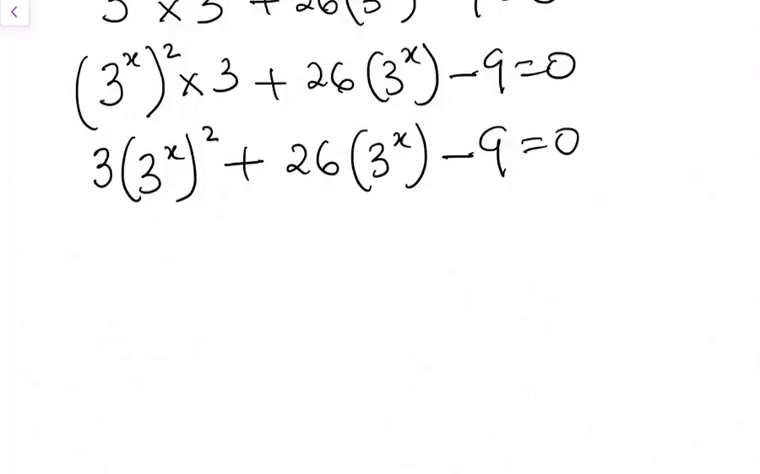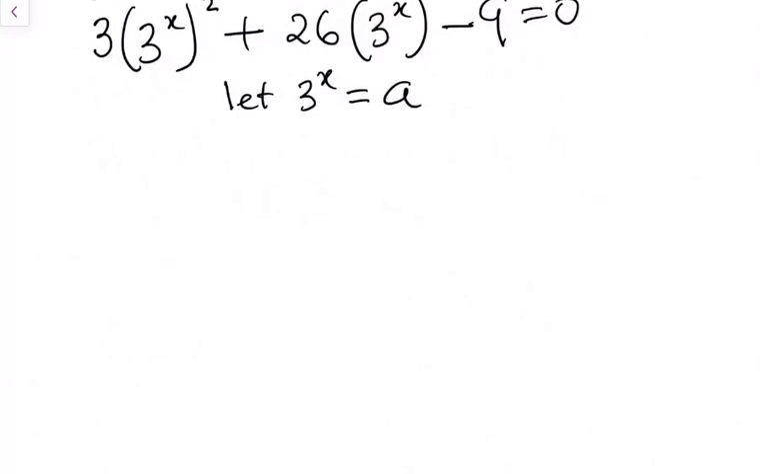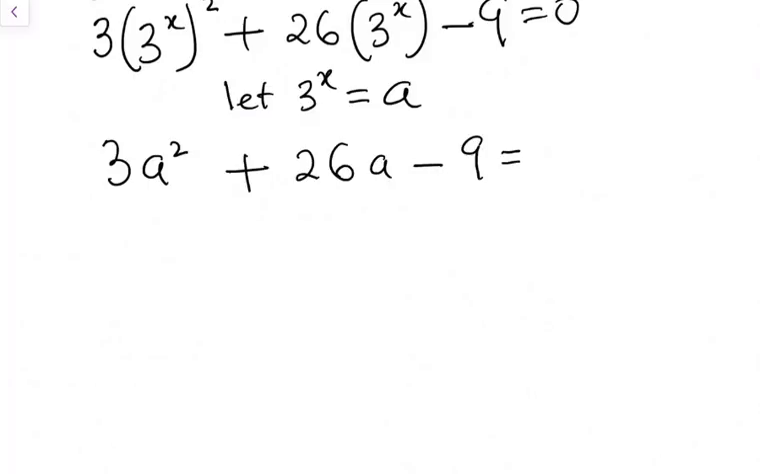So to simplify the effort, we'll say let 3 raised to power x be any variable. So in this instance, we are going to pick a. So anywhere we see 3 raised to power x, we are going to put a, and that will be 3a squared plus 26a minus 9 equals 0. So now we have another quadratic equation.